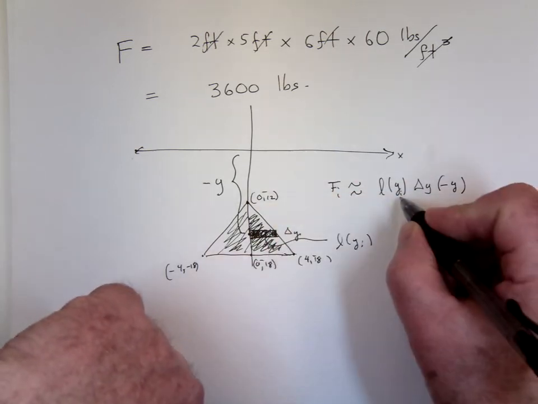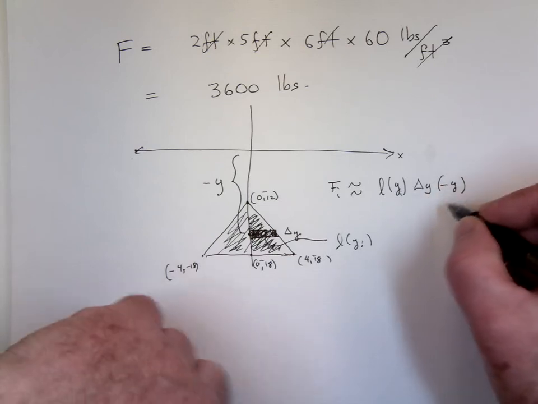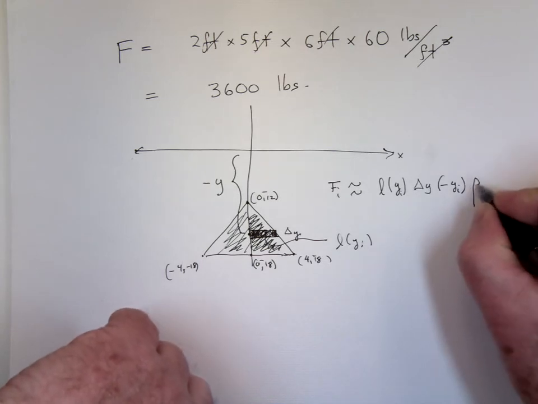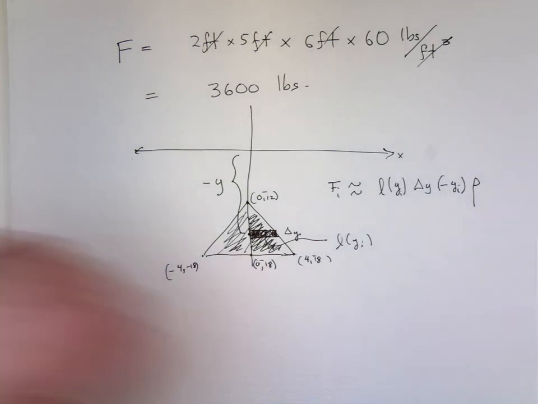The other thing we need is a density function. We use rho again for density. Salt water is 64 pounds per cubic foot. So that L of y sub i, is that delta x? No, that's not a delta x. That's a length there.